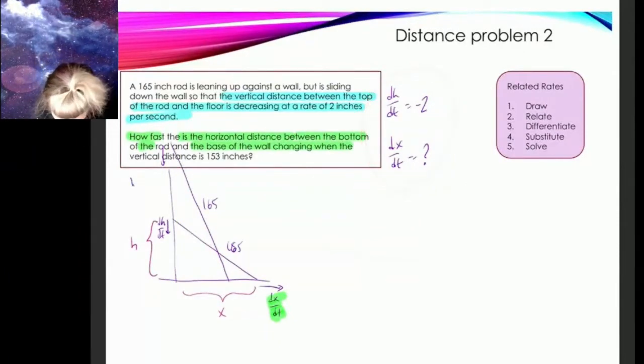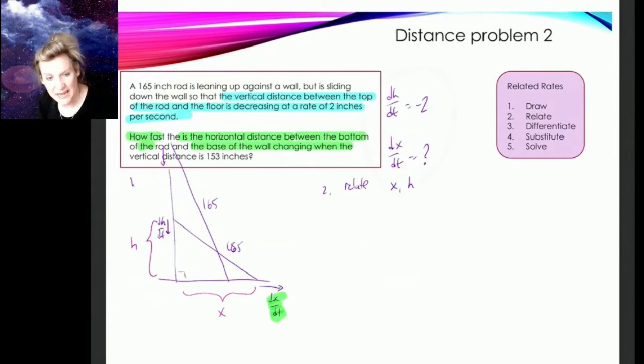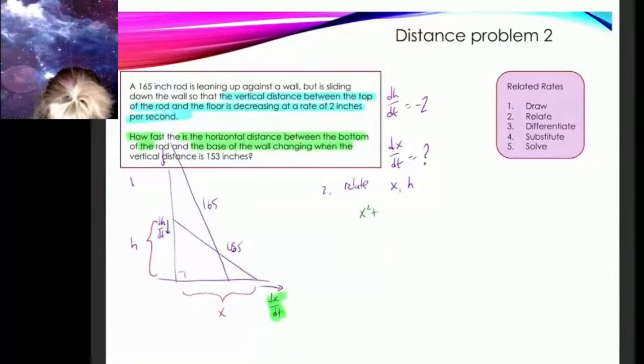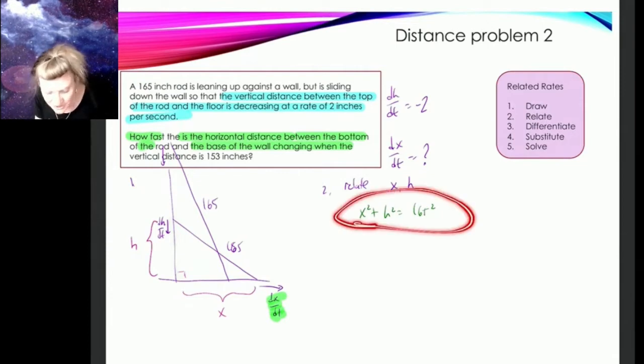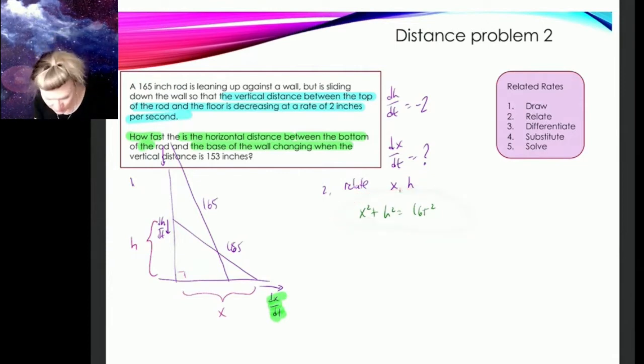So in step 2, when I relate, I'm going to relate x and h by using, again, the Pythagorean theorem because I've got a right triangle. In this case, I have that x squared plus h squared equals 165 squared. And even though I know that the vertical distance here is 153 at some particular time, I'm not going to substitute it in yet because otherwise I'll accidentally get 0 for my derivatives. This is true at all times, regardless of how fast things are moving.